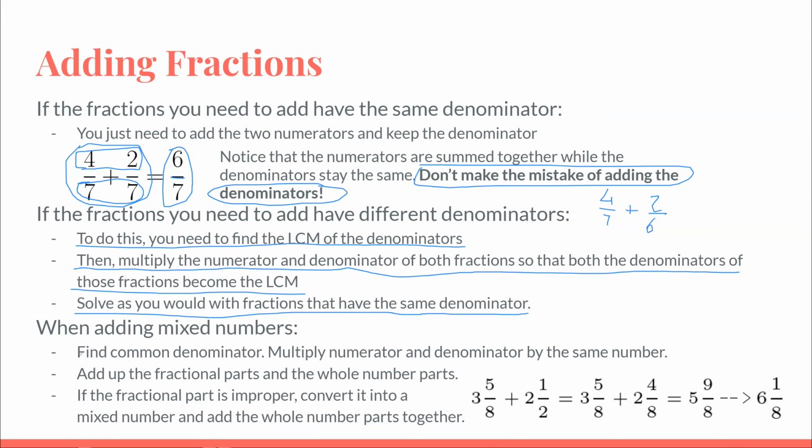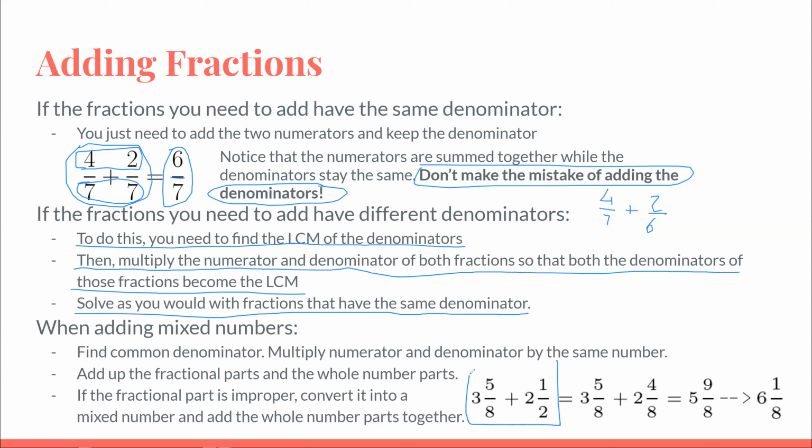When adding mixed numbers, find a common denominator. Multiply numerator and denominator by the same number. Add up the fractional parts and the whole parts. If the fractional part is improper, convert it into a mixed number and add the whole number parts together.